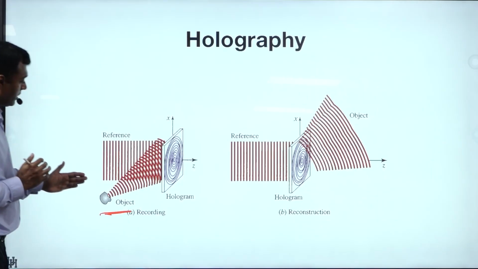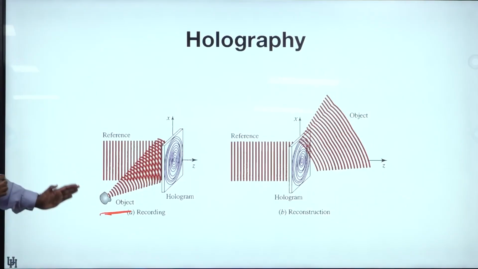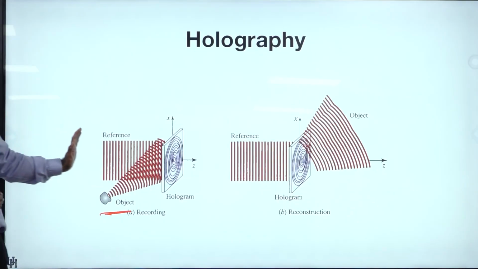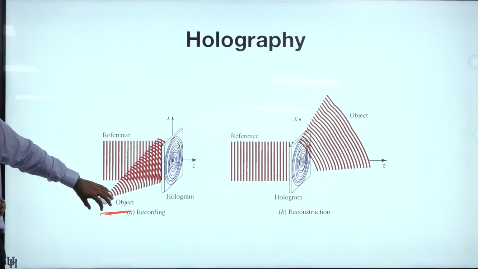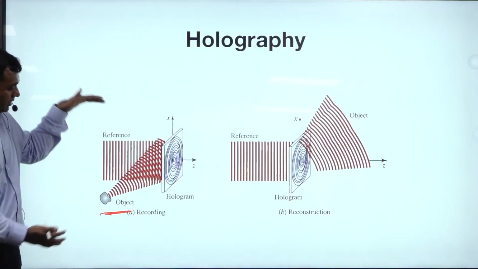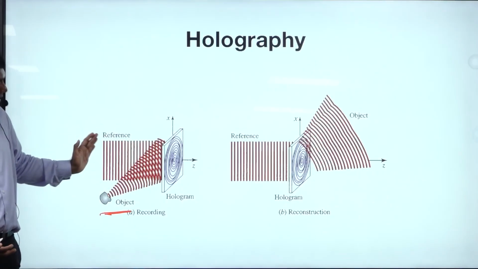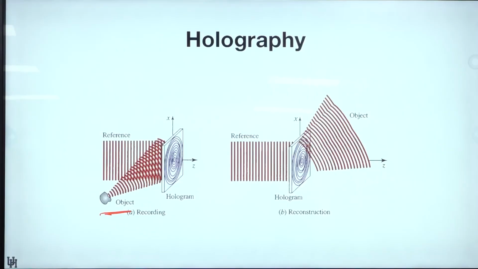So what you do is, like this object, keep it on one side, and then take what's called a reference light. Light from the object goes in all directions, and let's say it comes towards this way too. And then you have a reference beam. You interfere the two beams on what is called a holographic plate.